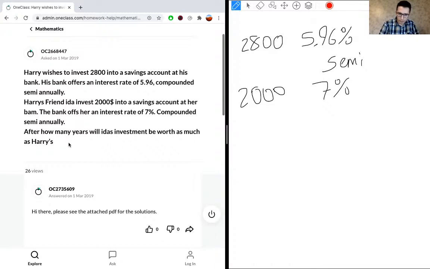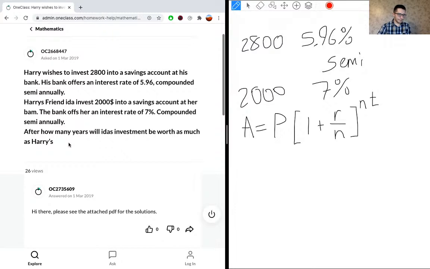So what we need for this equation is the equation for interest rate, linking the principal amount to the total accumulated amount. And that equation is as follows. A equals P times (1 plus R over N) to the power of N times T. So A is the accumulated total value. After that period of time, A represents the total value that we've accumulated. P is the principal amount. P is what you've initially invested. So in this case, it's $2,800 for Harry and $2,000 for Ida.